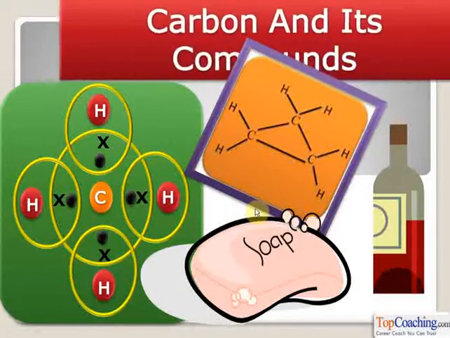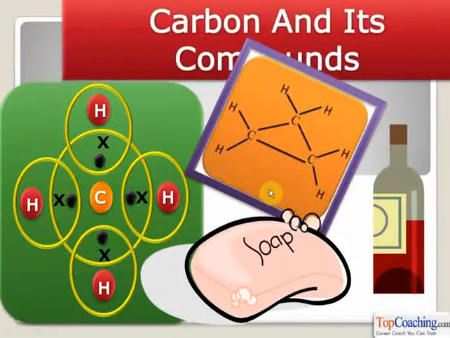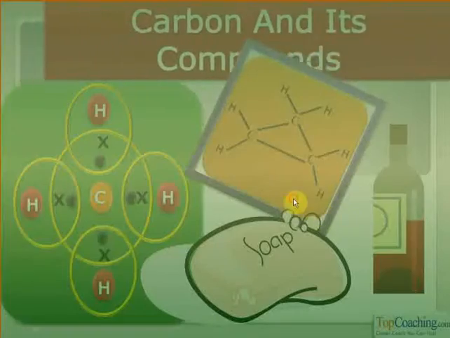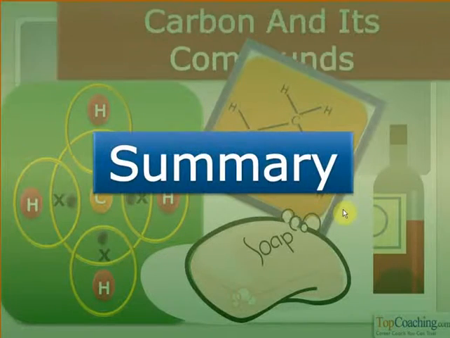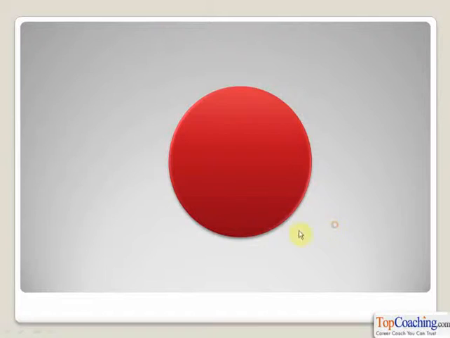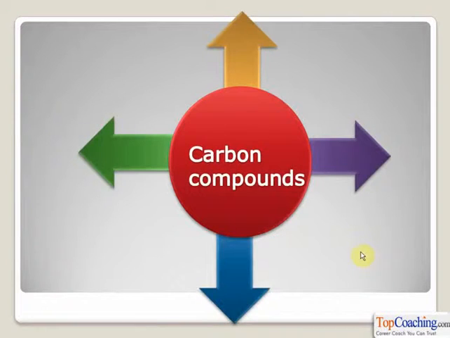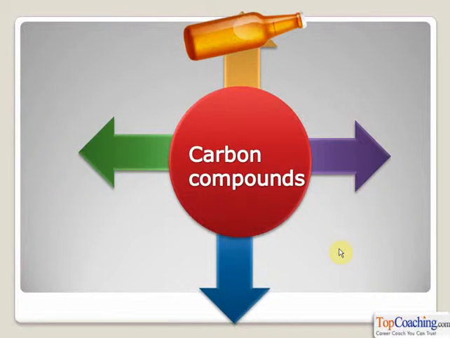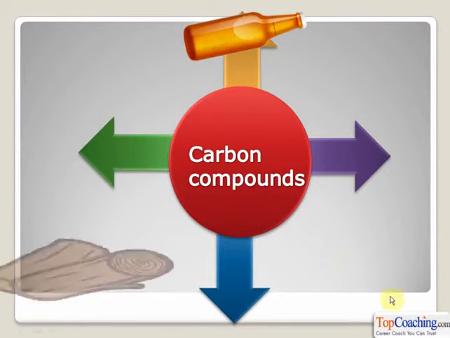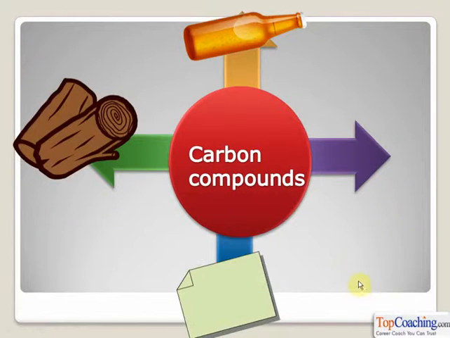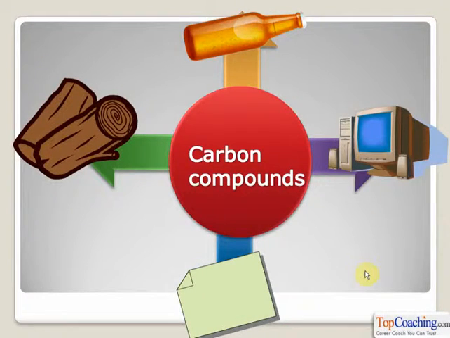In this particular section, let's summarize all that we've learnt in this chapter. That will instill the concepts clearly in your mind, isn't it? Here we go. First of all, in this chapter, we learned that carbon compounds are everywhere. Be it a glass bottle, a piece of wood, a paper, or even the computer in which you're viewing this video. Almost everything around us is made up of carbon.